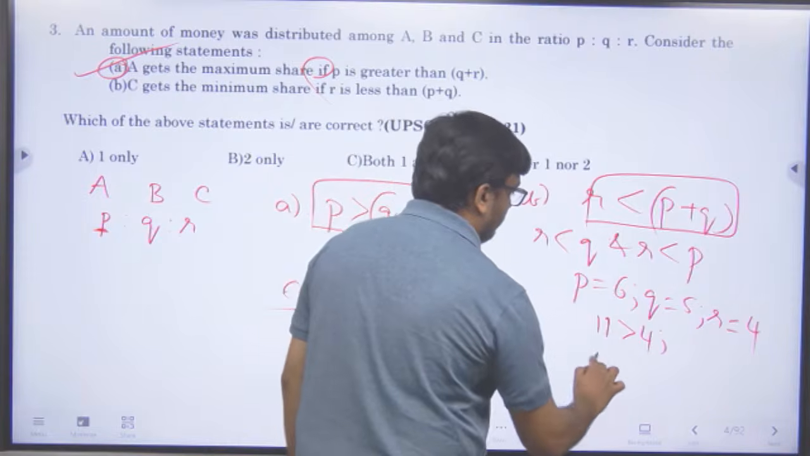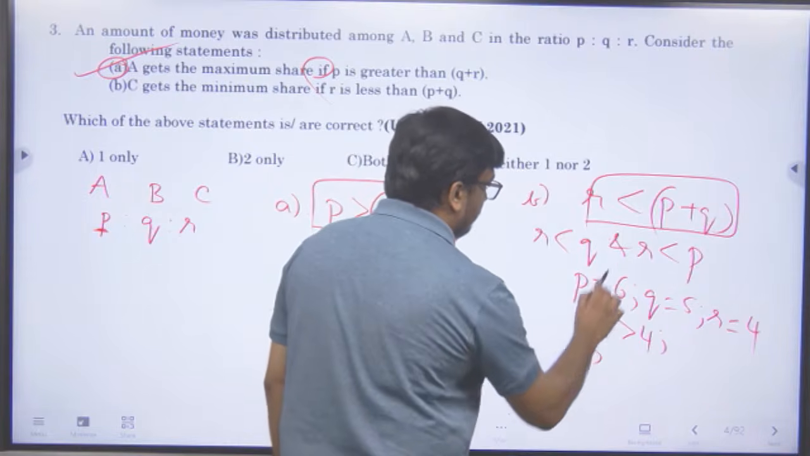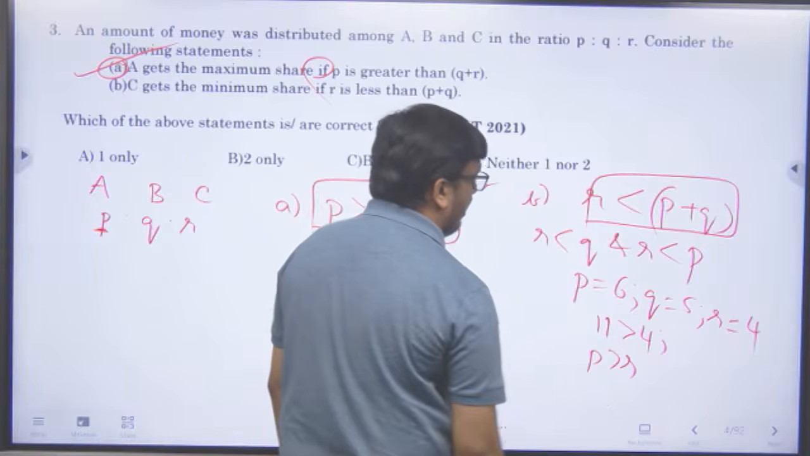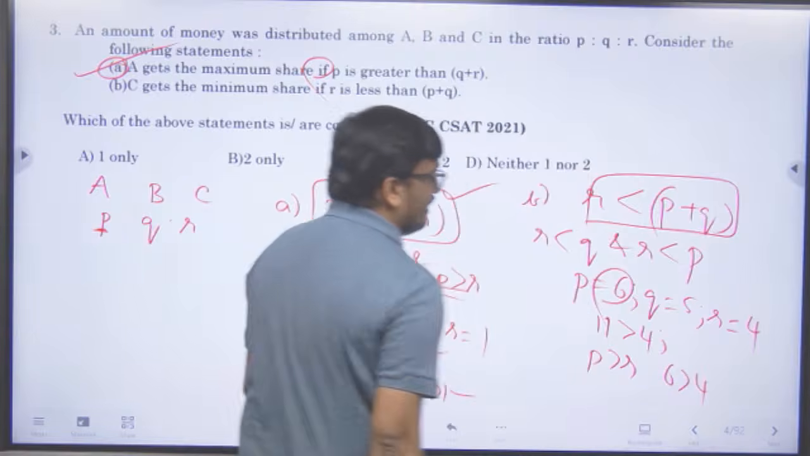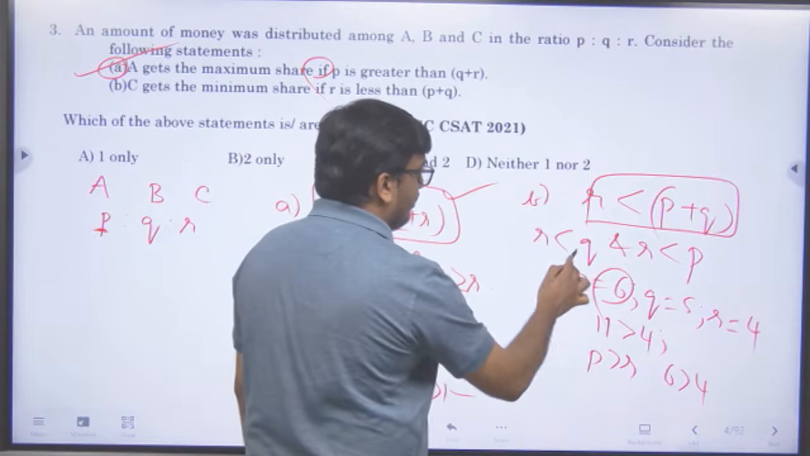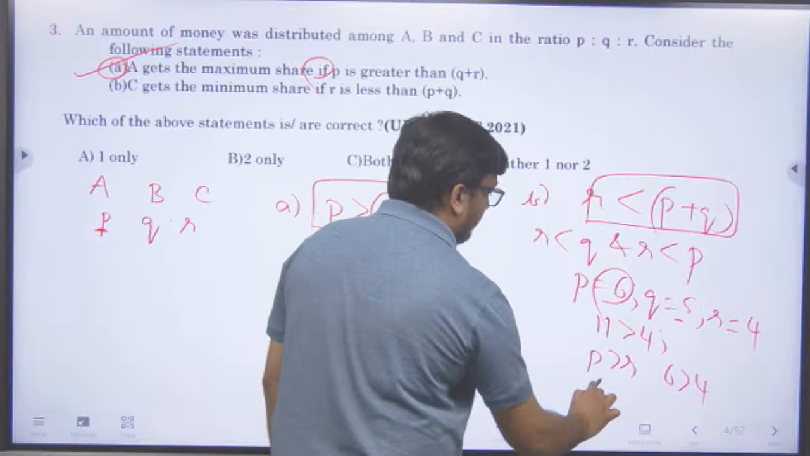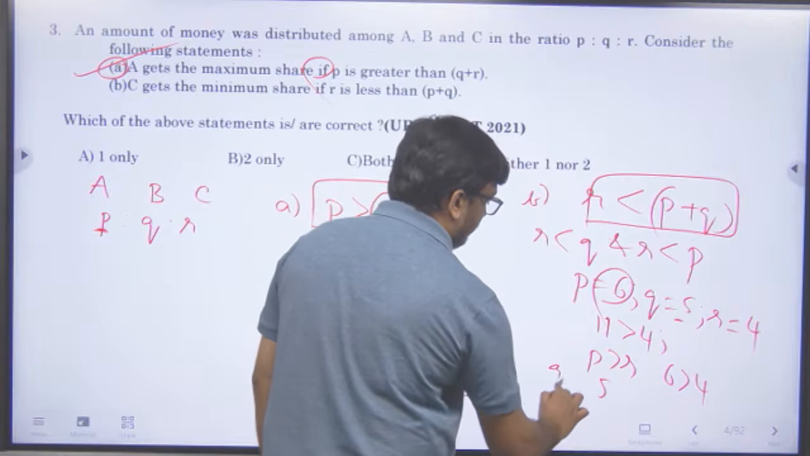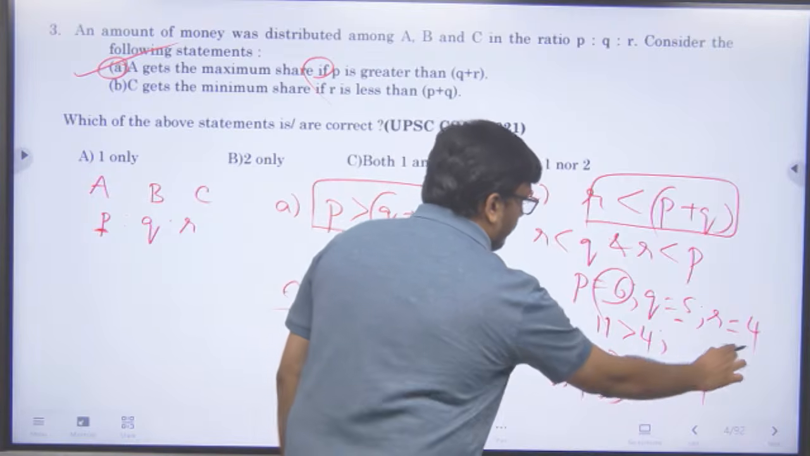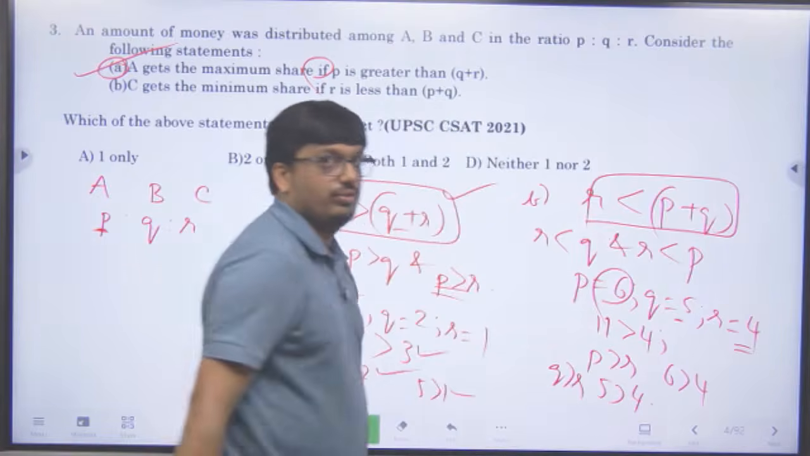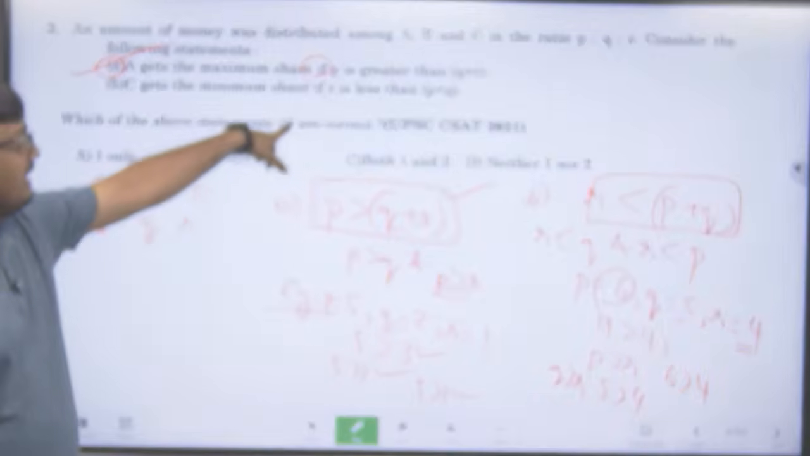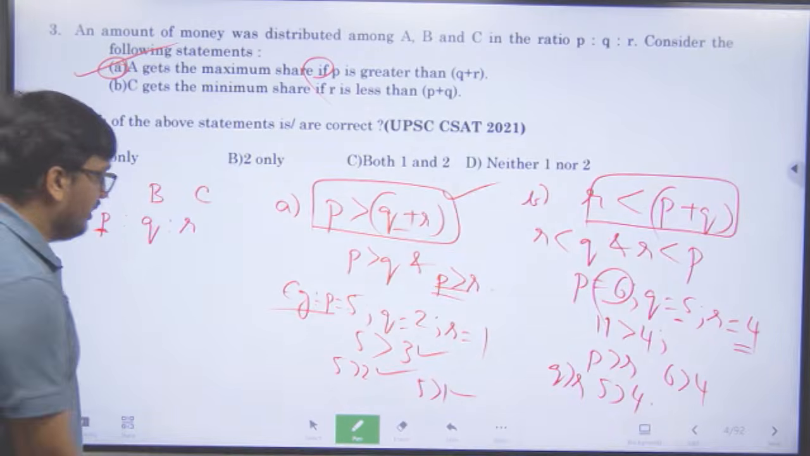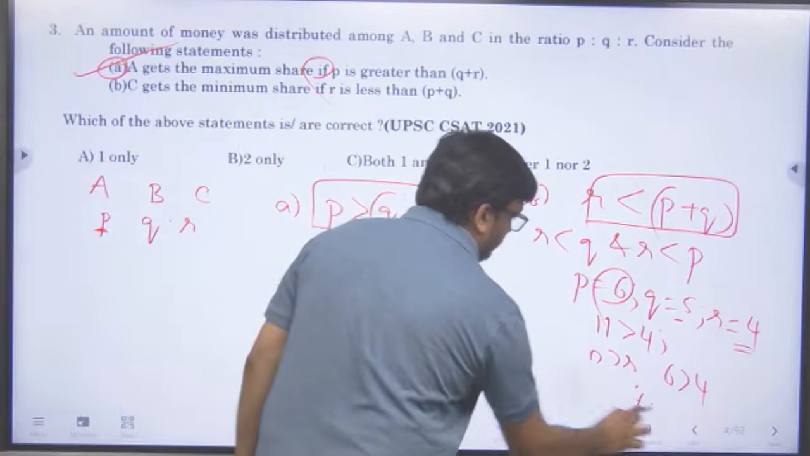That is, P greater than R. P is what? 6. 6 greater than 4. Then Q. Q is 5. 5 greater than 4. So it is also satisfying. R is less than P plus Q. And check for some other values.